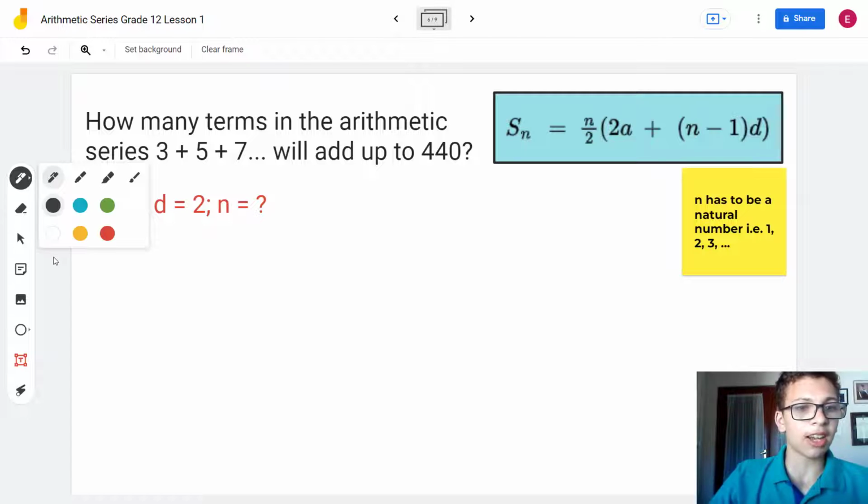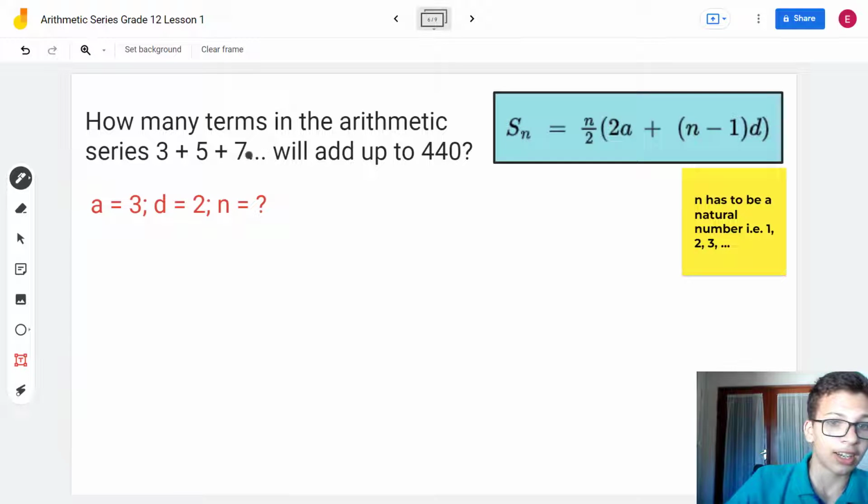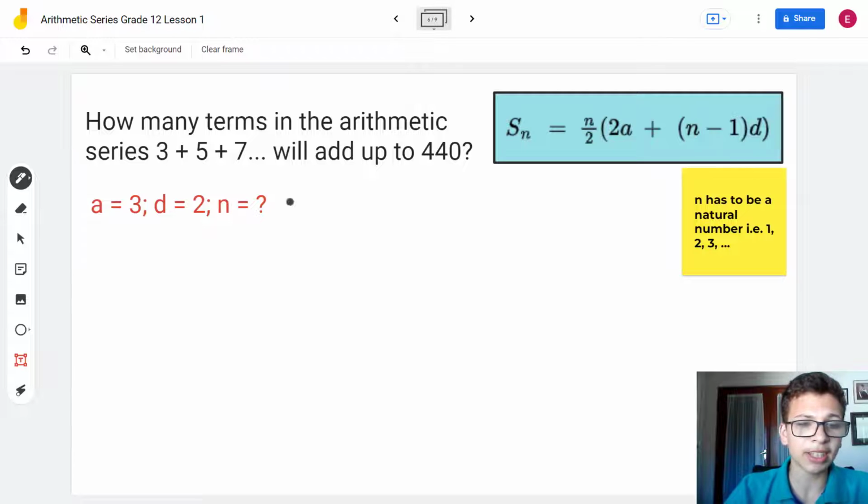So our question says, how many terms in the arithmetic sequence 3 plus 5 plus 7 all the way up, so whatever number, will add up to 440? Now it's quite a lot of information here, but what do we need to take down? Well, we want to use this formula, right? Because it's an arithmetic series, it's the sum of terms.